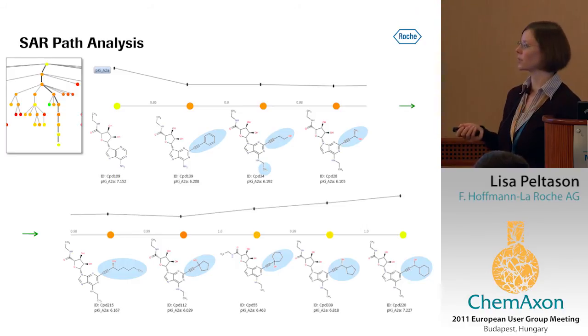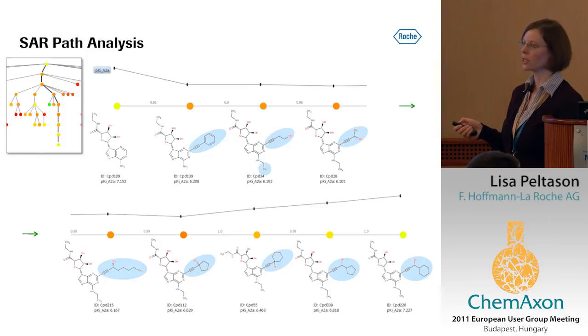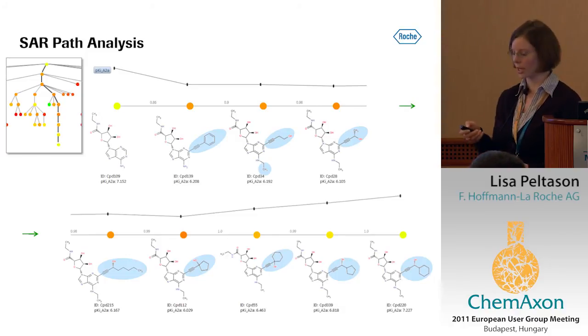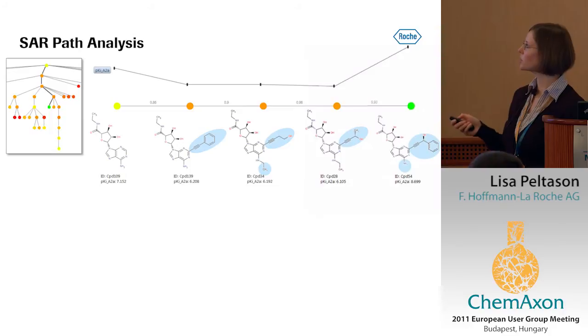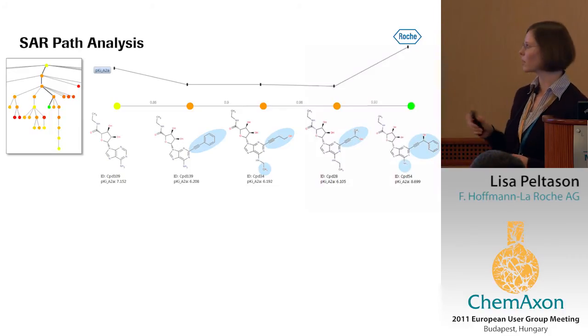This is not, of course, the only series or the only sequence of molecules you can look at. When we look at this tree section here, we see that there's another branch that obviously leads to a molecule which is much better in its activity, as indicated by the green color. So we can also just switch to that path. In the tool, you would just double click on the node and you would be displayed this pathway.